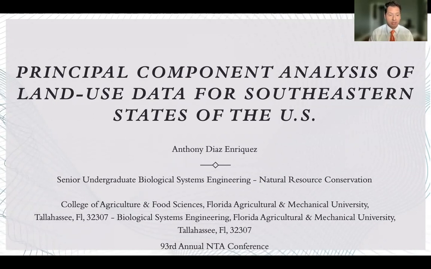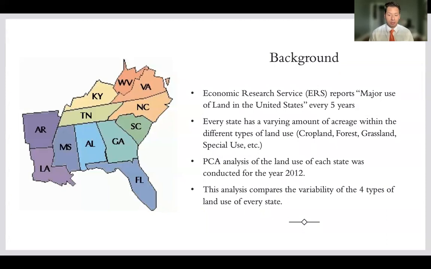And today I'll be discussing the principal component analysis of land use for the southeastern states of the United States. A little bit of background: the Economic Research Service reports a major use of land in the United States every 5 years. And every state has a varying amount of acreage within the different types of land use.